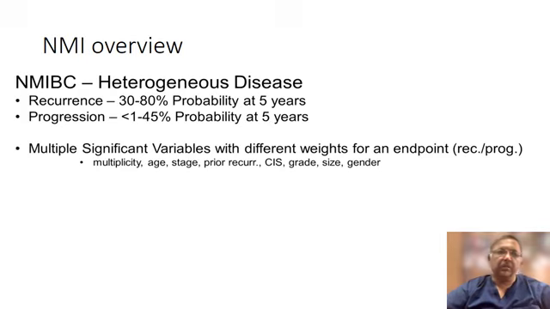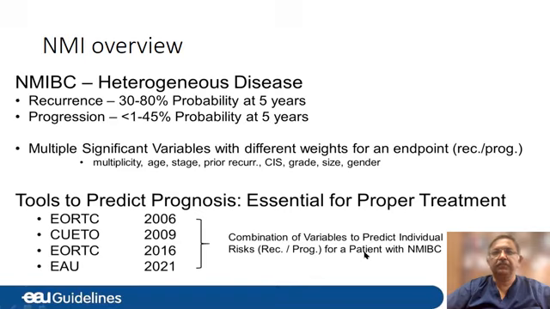We know that non-muscle invasive bladder cancer is an extremely heterogeneous disease with a recurrence potential which varies from 30 to 80% at 5 years, and a progression potential which varies from 1 to 45%. So you need to identify bad from good non-muscle invasive bladder cancers, because the treatment would vary significantly.